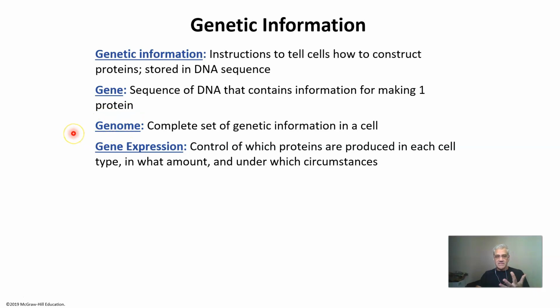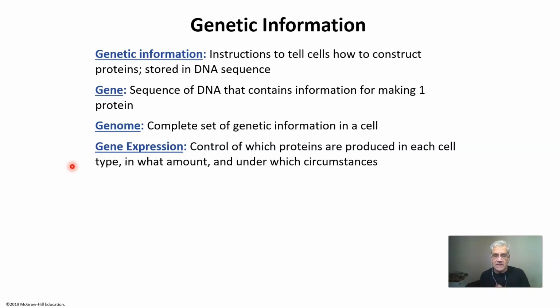But the genome is a complete set of genetic information. All of the proteins you can make, and when to make them, and how to make them, and all these other instructions are contained inside the genome. And then finally, gene expression. Gene expression is you don't want to make all of these proteins in every cell all the time. You want to make some of these proteins some of the time when you need the protein.